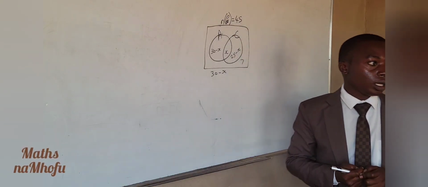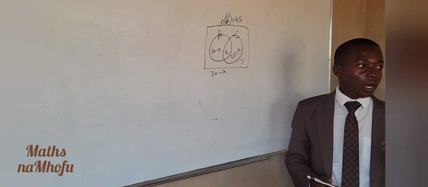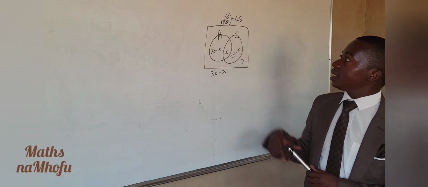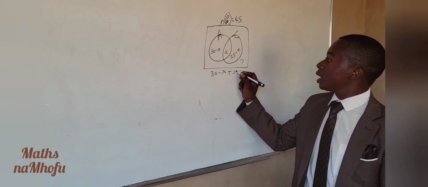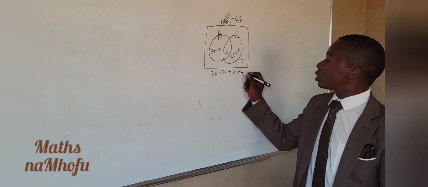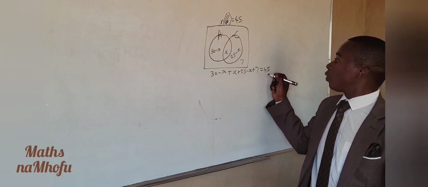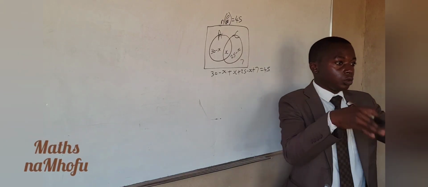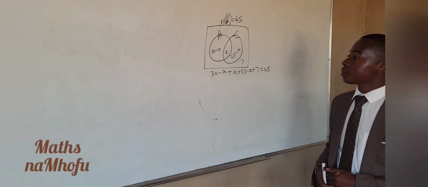Are we together, guys? Yeah. So we first calculate the numerical value of what? Of x. And how do we do that? We add everything and then we get it to 45. So 30 minus x, plus x, plus 25 minus x, plus 7 equals 45. This 7 is outside because they don't do either agriculture or computers.